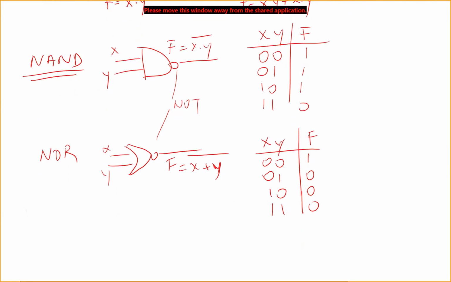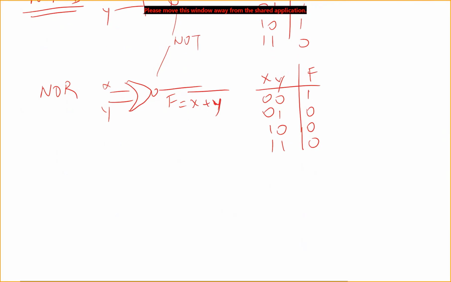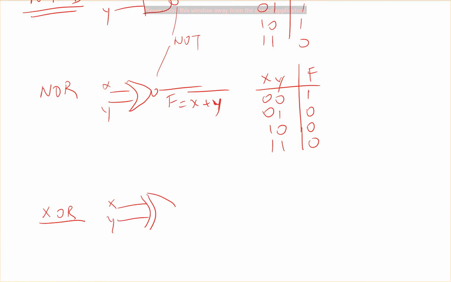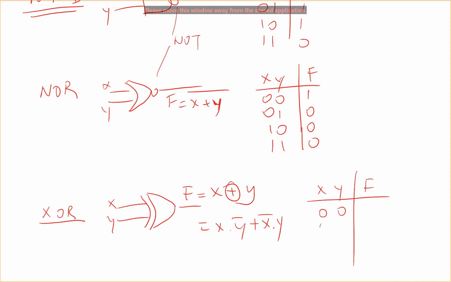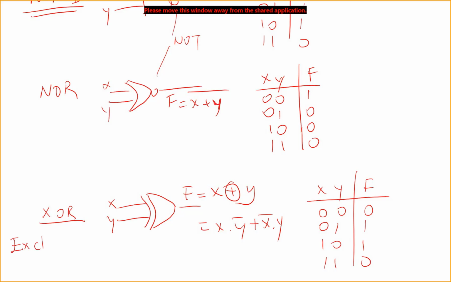The other function that we are seeing is the XOR function. It is similar to the OR gate, but we have an extra line at the back. This is my F, and the symbol for the XOR operation is a plus inside a circle. The long way of writing this function is x and y not, or x not and y. If I write the truth table: 0 1 1 0. This is the XOR function, or you can also say exclusive OR.